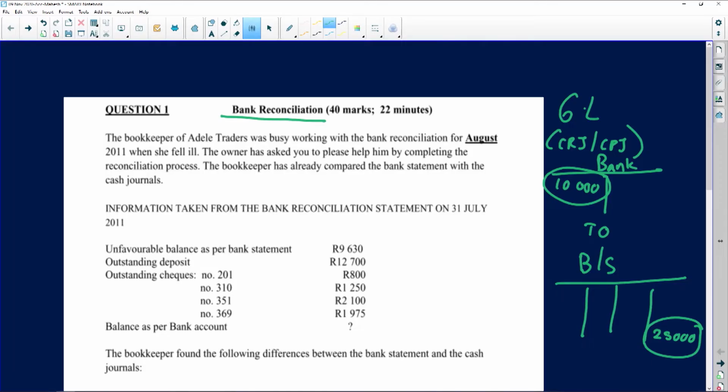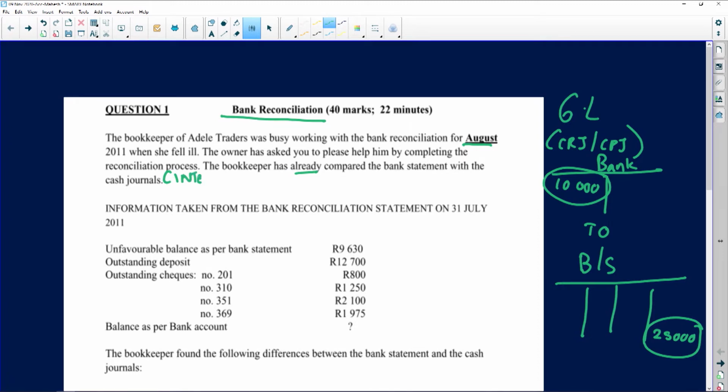Right, so let's begin with this particular exercise, this particular bank recon. The bookkeeper of Adelaide Traders was busy working with the bank reconciliation for the month of August 2011 when she fell ill. The owner has asked you to please help him by completing the reconciliation process. The bookkeeper has already compared the bank statement with the cash journals.